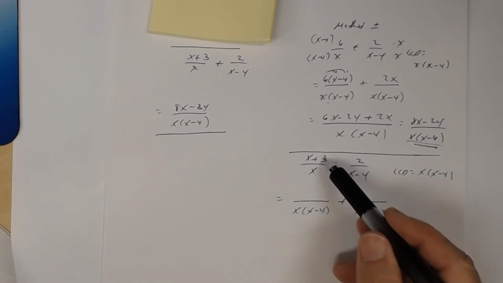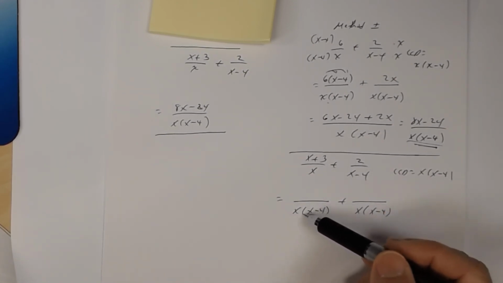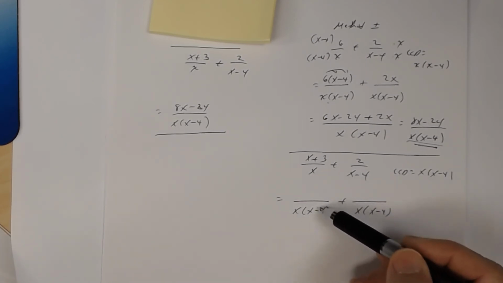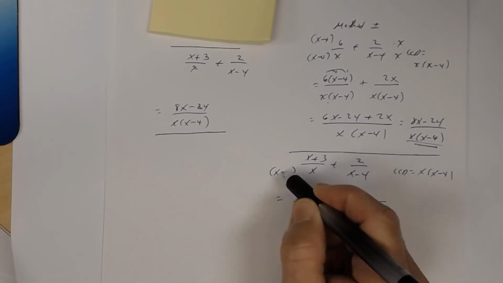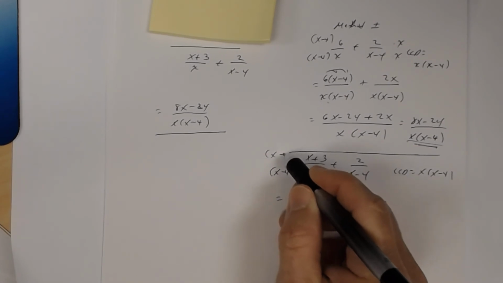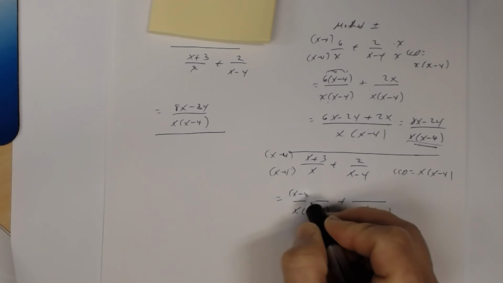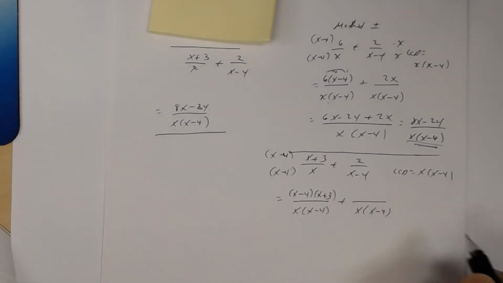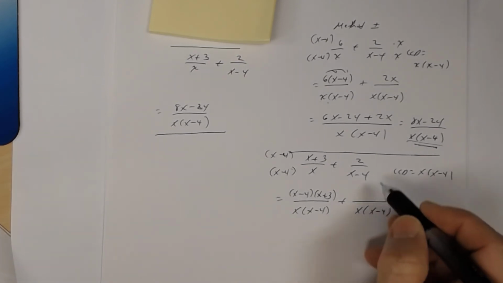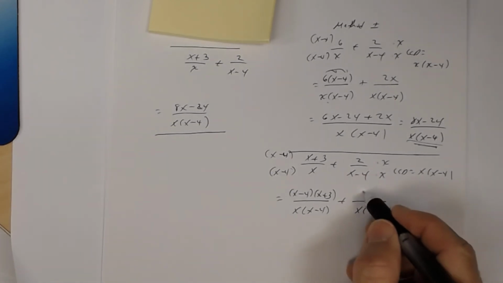So (x plus 3) divided by x is equivalent to what fraction with this denominator? Well, I have a factor of x, but I'm missing the (x minus 4). So I'm going to have to multiply this by (x minus 4), this denominator. But what I do to the denominator, I have to do to the numerator. So my numerator, now you got to be careful here, becomes (x minus 4) times (x plus 3). Over here, I have a factor of (x minus 4). I'm missing the x, so I say times x. So my numerator will be 2 times x.